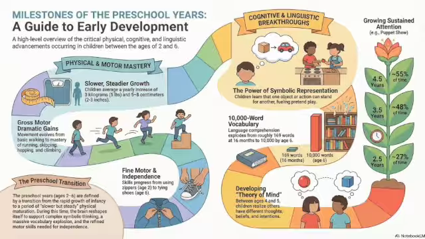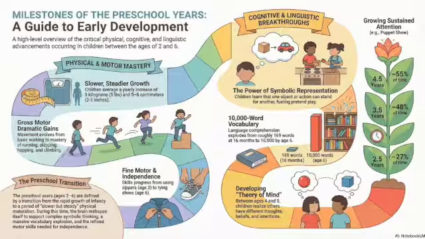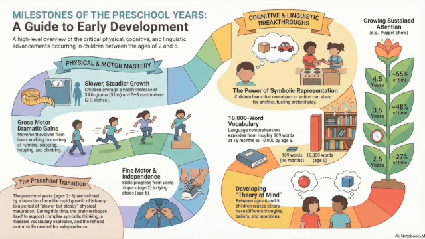But Vygotsky also pointed out something really interesting about how kids talk. Why is it that 3-year-olds are constantly narrating their own lives out loud to an empty room? He called this private speech, and it's a vital cognitive tool. They aren't just babbling for the sake of making noise. They are using their own speech to guide their attention, plan their actions, and calm themselves down. So they are literally coaching themselves through life.